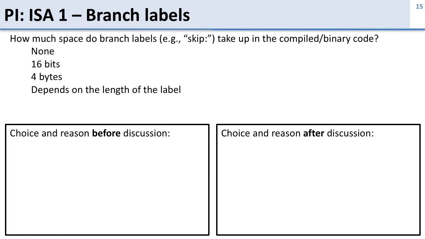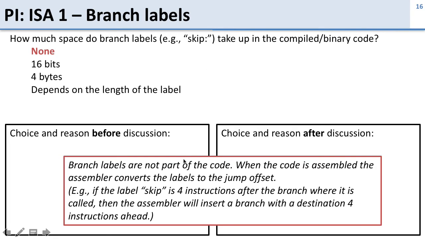Let's take a look at branch labels. So how much space do we need for a branch label, such as skip or else, when we compile the code down to the binary for the processor? Well, the answer here is none. These are just labels. What happens is when you compile the code, when it's assembled from assembly into bits, the assembler converts them to an offset.